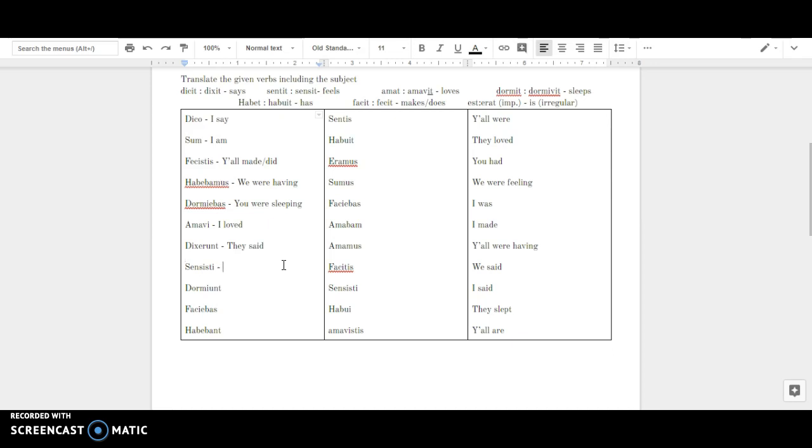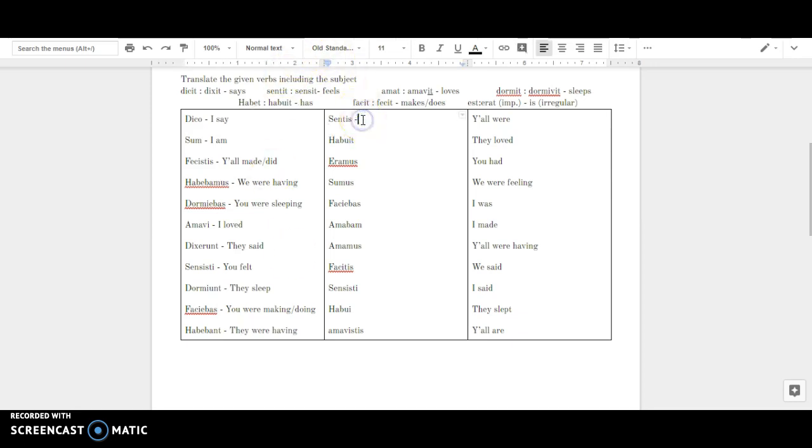Sensisti, the isti ending is perfect, you see the S in there, that makes the S in the middle right here, that makes it perfect, so we'll say the isti tells us that you did it, and we know that sentit means feels. Okay, dormiunt, just a unt here, that's present tense, that means they sleep, they are sleeping, or they do sleep. Faciebas, it's bas, that means you, the ba means were, and facit means make, so you were making or doing. Okay, habebant, bant means they, the ba means were, having.